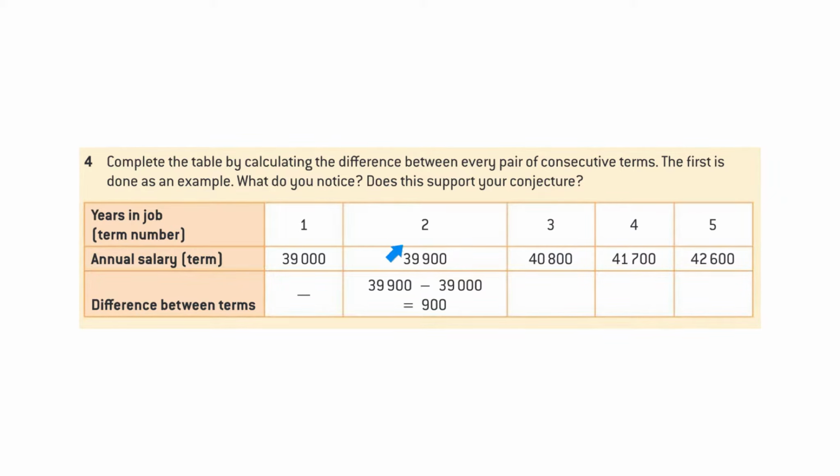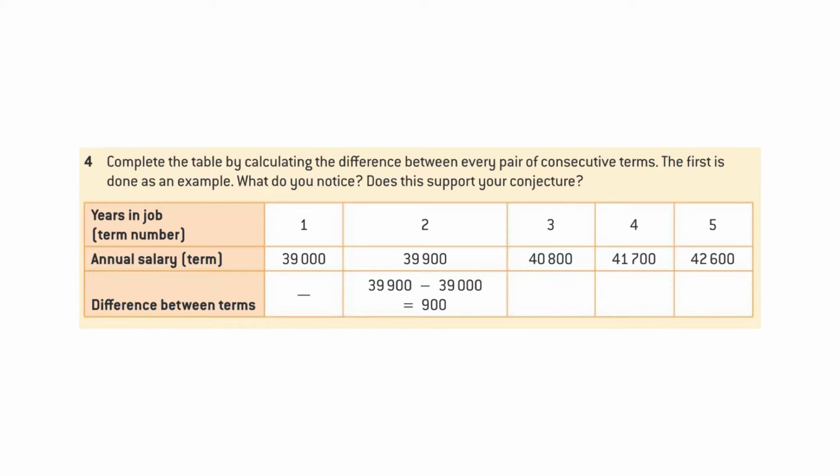Between term 2 and term 1 is 39,900 minus 39,000, and that's 900. You'll find the same when you subtract 39,900 from 40,800, you'll get 900. You subtract 40,800 from 41,700, you'll get 900. And when you subtract 41,700 from 42,600, you'll get 900. So the difference between terms is 900, 900, 900, 900. So that means Pablo is getting an increase in salary every year of 900.